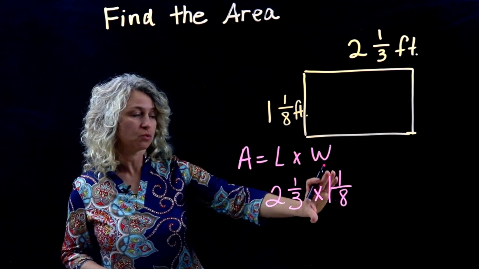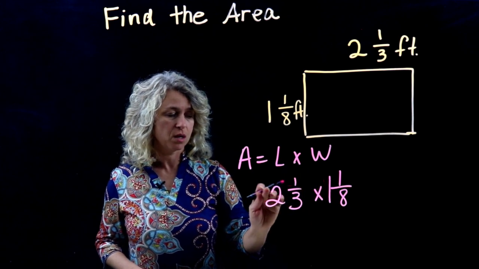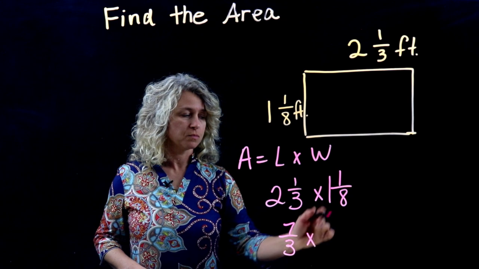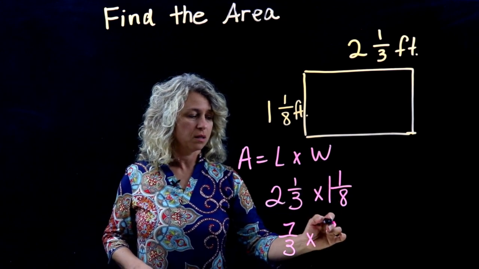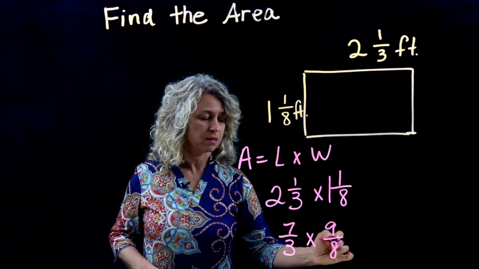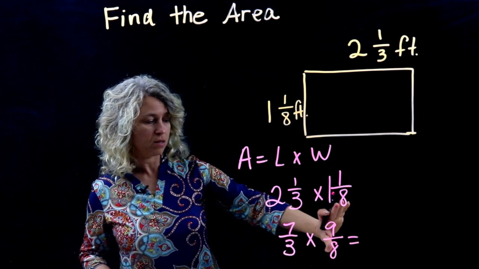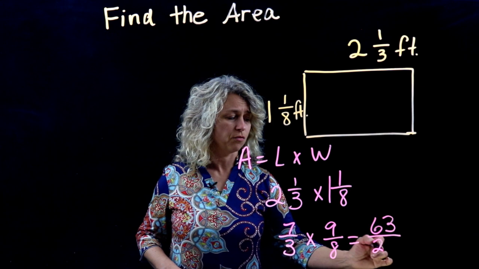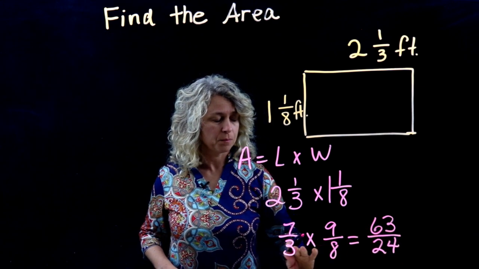Remember, we're not multiplying straight across, we're changing to improper fractions. So 2 times 3 is 6, plus 1 is 7, so 7/3. 1 times 8 is 8, plus 1 is 9/8. And then multiply straight across. 7 times 9 is 63. 3 times 8 is 24. Okay?